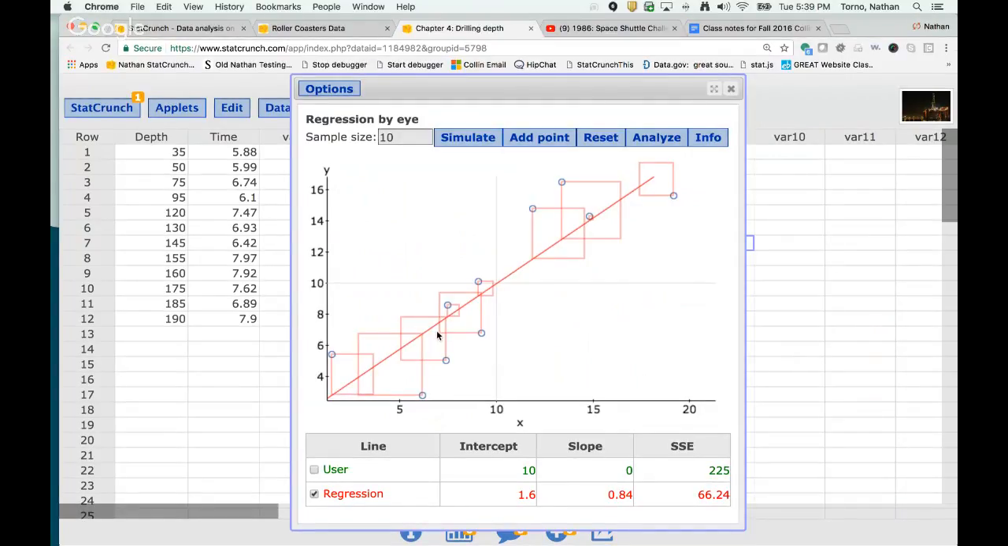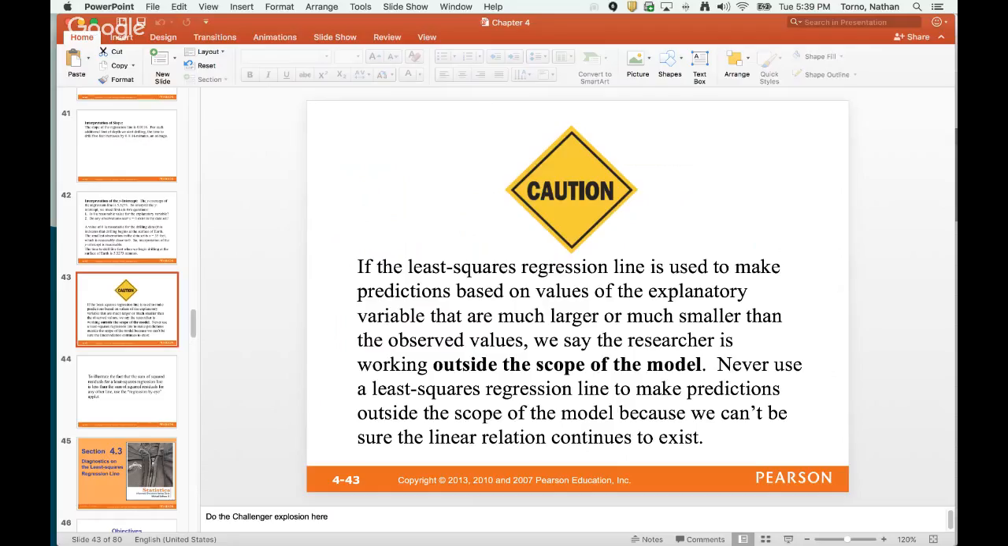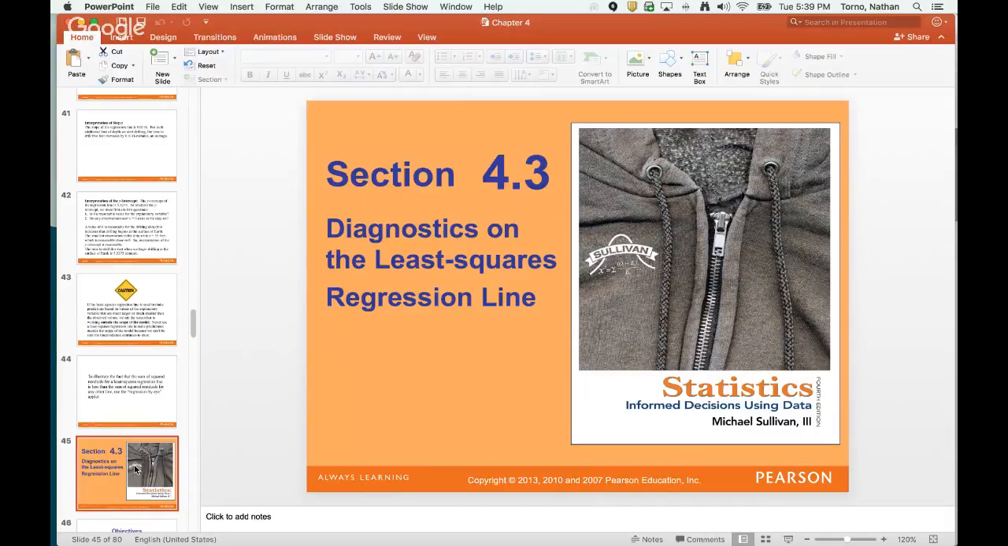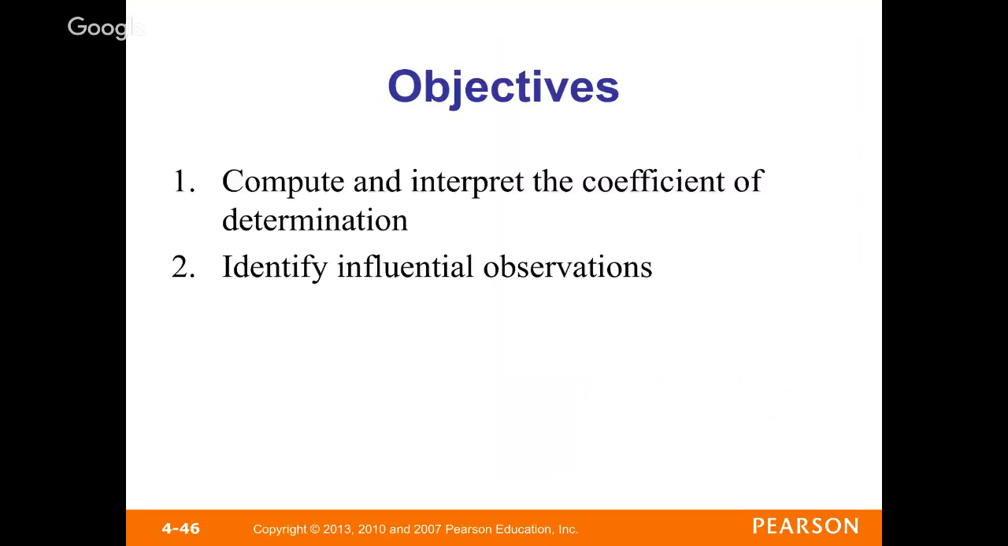And that was section 4.2. So we're going to wrap up on 4.3 and we'll be done with this chapter. 4.3 just talks about diagnostics for the regression line. We'll talk about a couple of things, one of which is related to something we just showed. It's a relatively short section. The coefficient of determination is a big deal, and then we're going to talk about influential points, which we were just talking about in a sense.